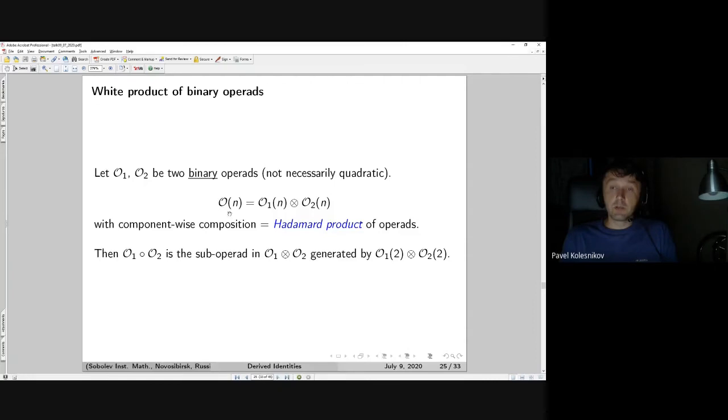The resulting operad is not necessarily even binary, actually. But if we consider the sub-operad generated by all binary operations, this sub-operad is exactly the Manin white product in the case of quadratic operads. But one may easily use the same construction as a definition of the Manin white product in the not necessarily quadratic case.